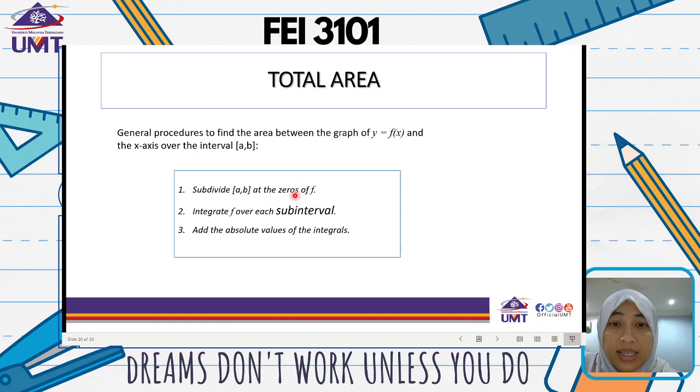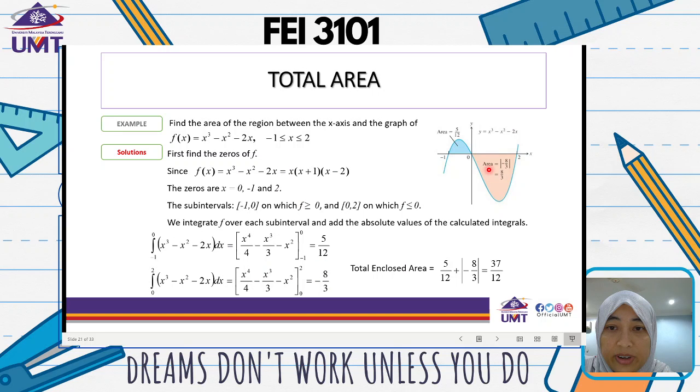Another example is to find the area of the region between the x-axis and the graph of f(x) equals x cubed minus x squared minus 2x, and the range is given from negative 1 to 2. As you can see here, you sketch the graph, so it's actually like this, this is the function, so it's actually like this.